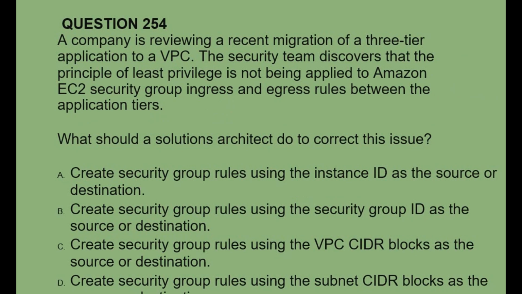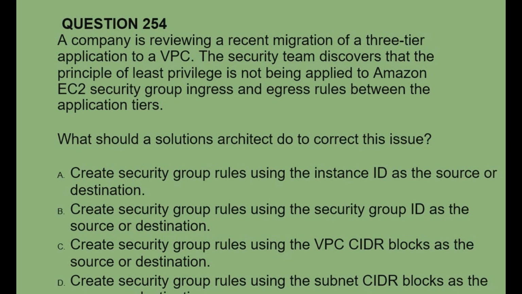Question is, a company is reviewing a recent migration of a three-tier application to a VPC. The security team discovers that the principle of least privilege is not being applied to an Amazon EC2 security group ingress and egress rules between the application tiers. What should a solution architect do to correct this issue?